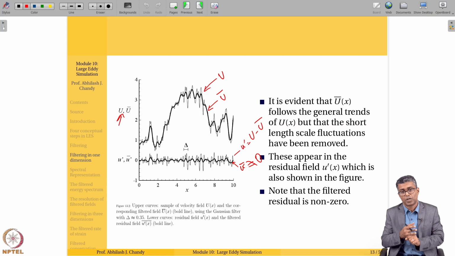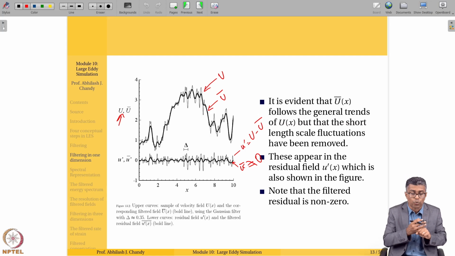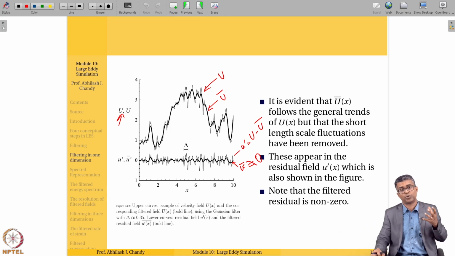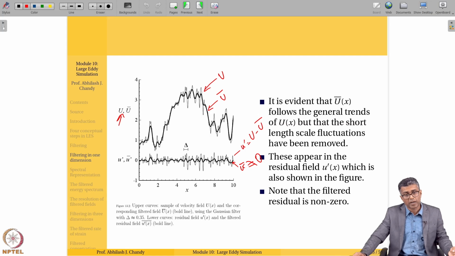A couple of important points to note from today's class: when you filter the capital U field, you are smoothing it out because you are making it go through a low pass filter and filtering out the high frequency component. So you're getting something that is much smoother. The second most important point is when you filter the residual field, you're not going to get a zero value. So the filtered residual field is again another random variable. U is random, U bar is random, U prime is random, U prime bar is also random.